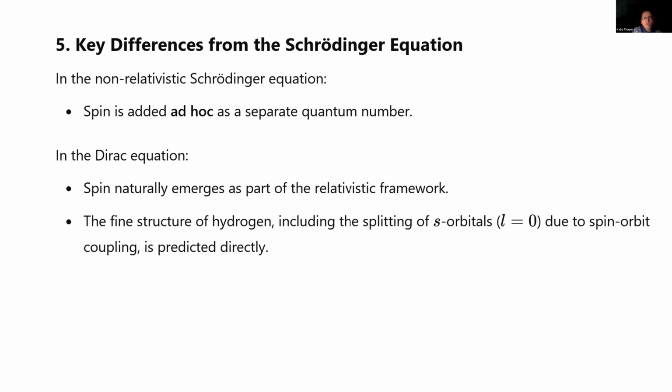What are the key differences? The key difference from the Schrödinger equation is that this is the non-relativistic Schrödinger equation, so the spin is added ad hoc as a separate quantum number. In the Dirac equation, spin naturally emerges as part of the relativistic framework. The fine structure of hydrogen, including the splitting of s orbitals, that is L equals 0, due to spin-orbit coupling, is going to be predicted directly from this method.